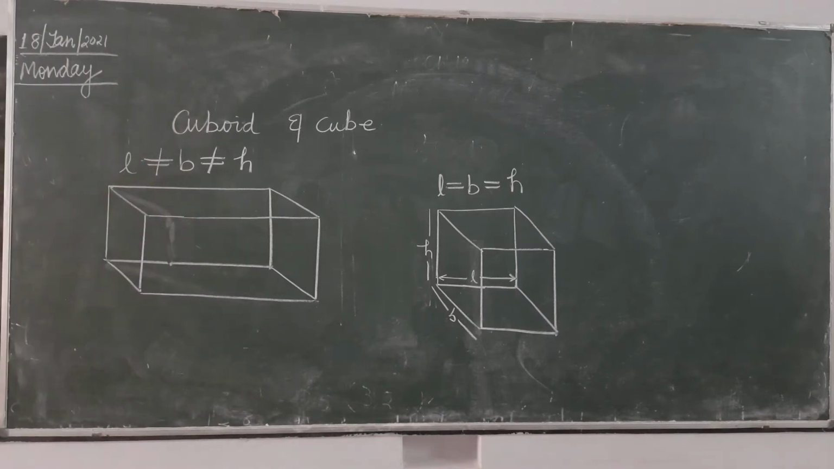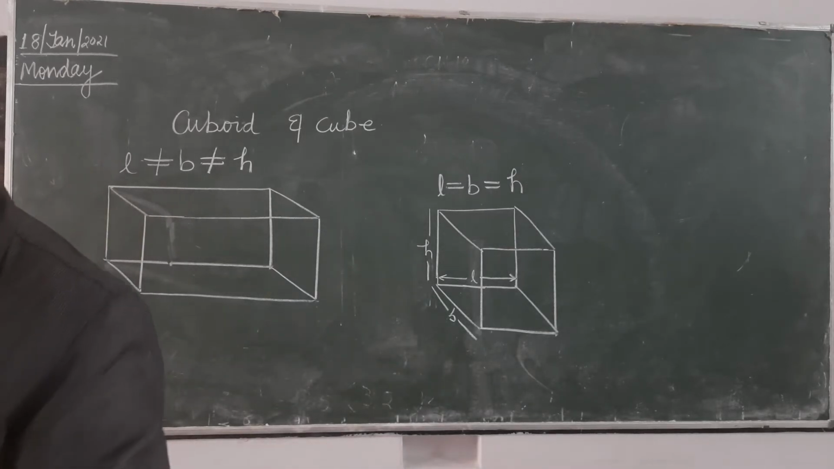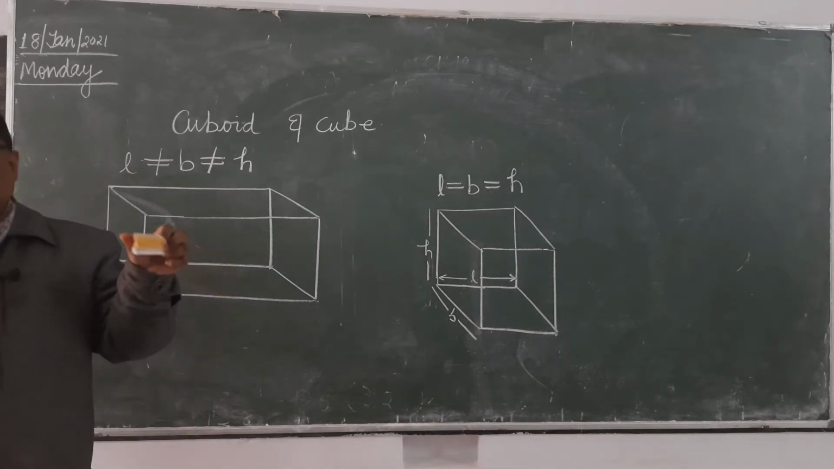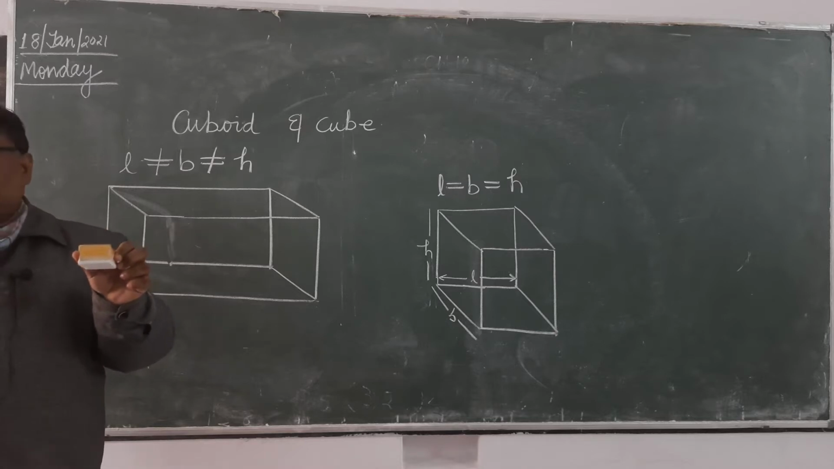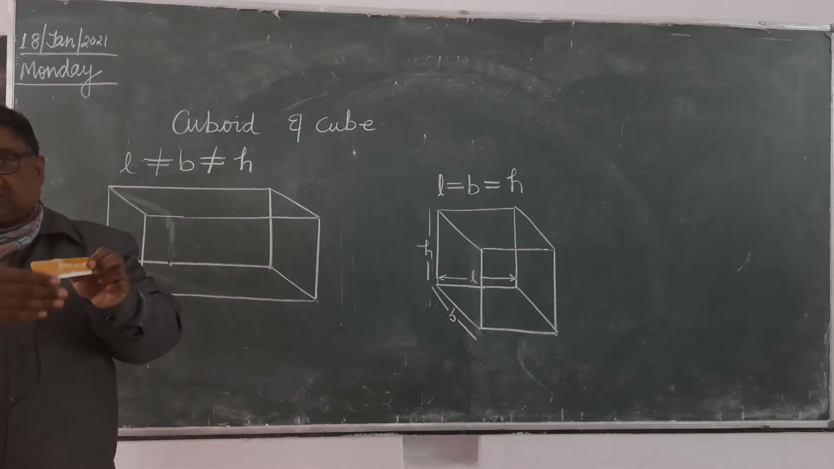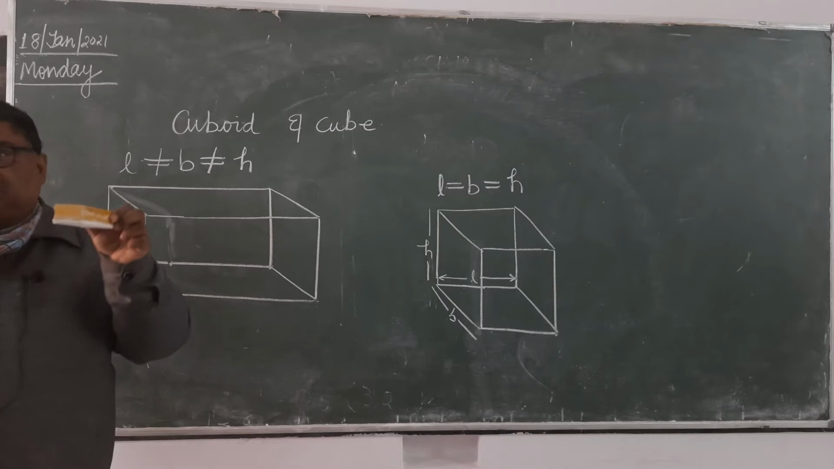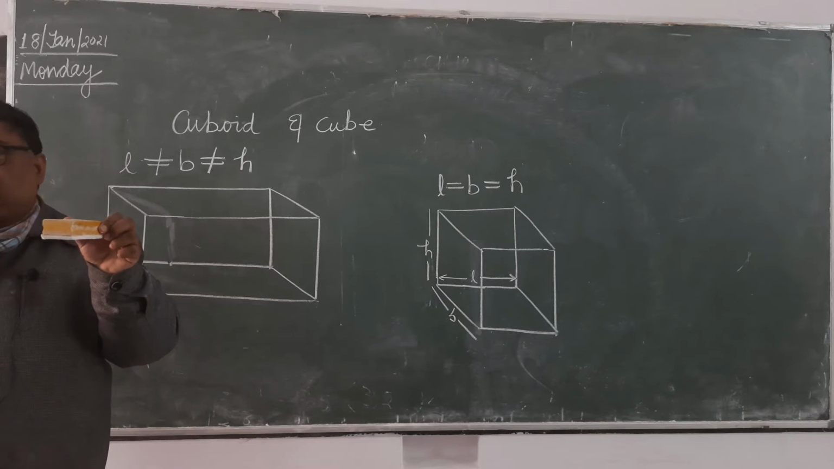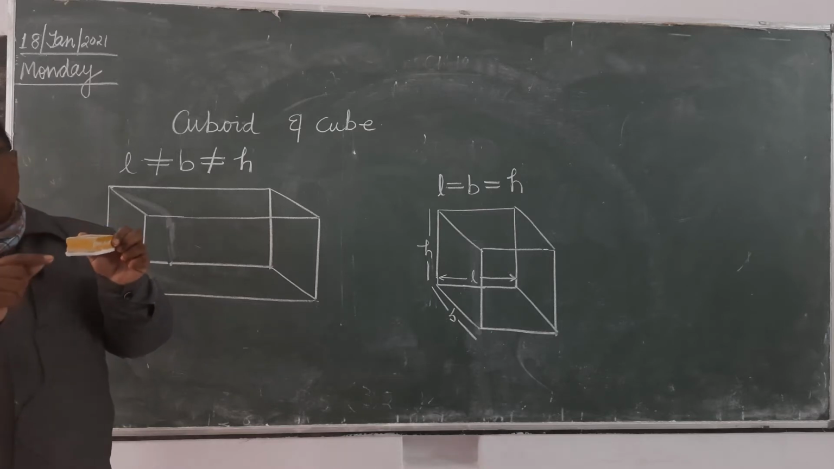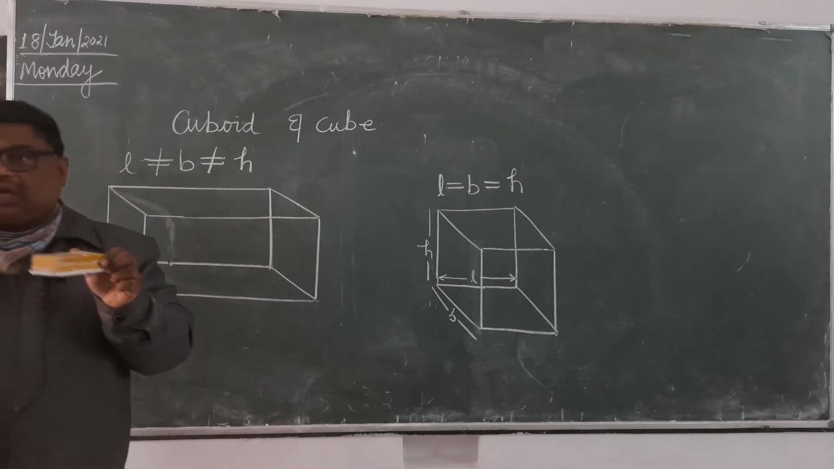Now what is the cross section here? Cross section means that area, that surface which is perpendicular to the length. If you see this, here this is the length. Which surface is perpendicular to the length? This surface. This surface is perpendicular to the length. Its cross section is in what shape? In rectangular shape. What will be the area of cross section? Since this is breadth and this is the height, therefore B into H.